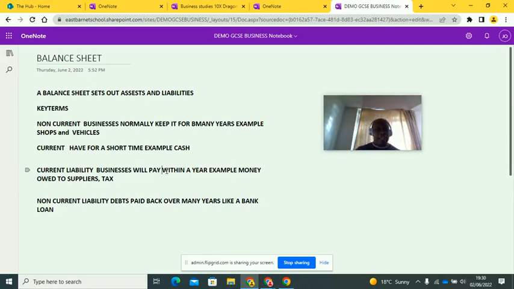Again, when you talk about current assets and non-current assets, it's a similar process with non-current liabilities and current liabilities. Remember, non-current is more long term, where current is pretty much within the year, immediately. So hopefully, guys, you've understood what a financial statement is. Very, very important to understand: the income statement and the balance sheet.